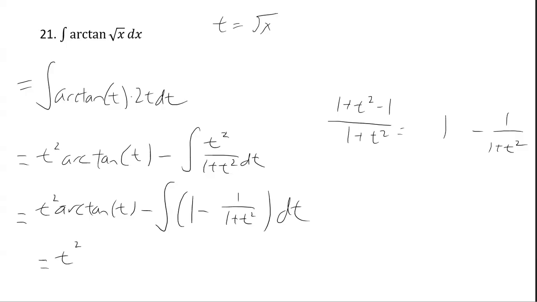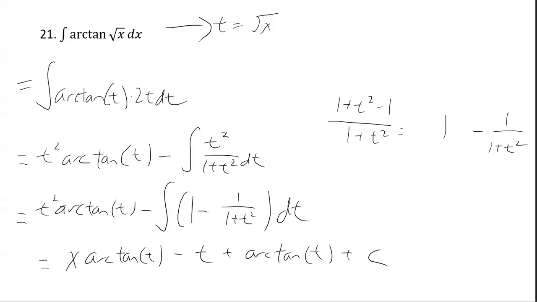So t squared arctangent of t minus t, this becomes a plus, arctangent of t plus c. And then we got to back substitute our definition of t. T is square root of x. So this would be an x. This would be a square root of x. This would be a square root of x. This would be a square root of x. Let me double check my work with my previous answer. This looks right. Yep. Okay.